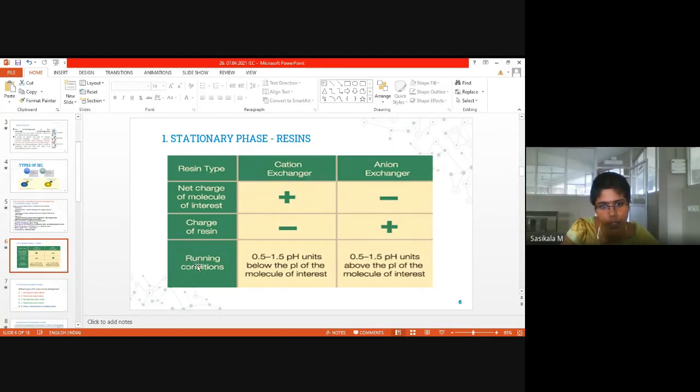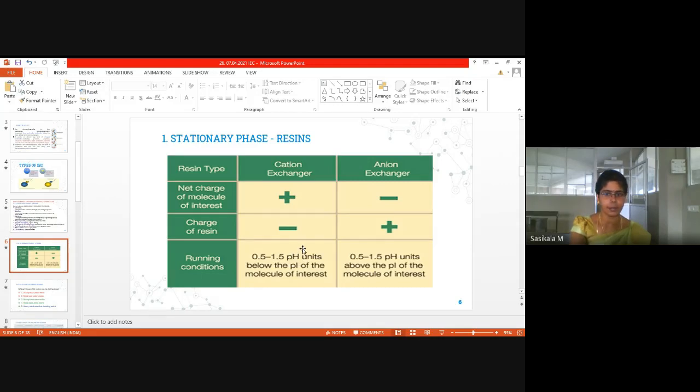So mobile phase condition will be of acidic pH. Acidic buffers we have to use. Okay. Mobile phase will be carrying positively charged ions. Acidic buffer means it represents positively charged ions present in the solution. So that will be separating cations. Running condition here represents mobile phase condition. That is below the PI value, 1 unit away from this PI value we have to choose, that is from 0.5 to 1.5 pH units.